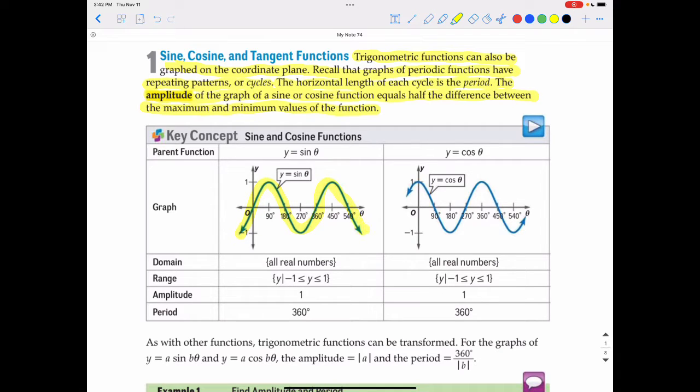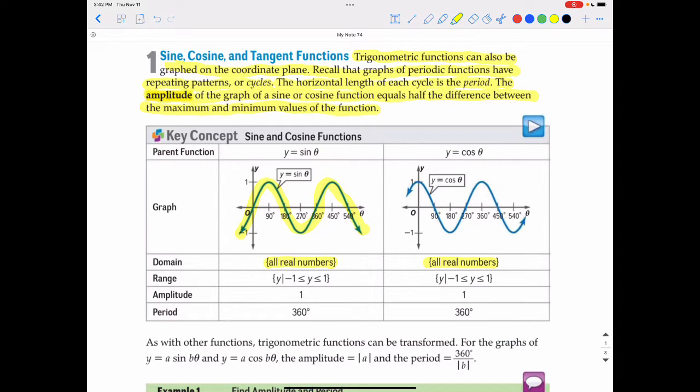Cosine graph looks very similar to that. Later on we will talk about why a cosine graph looks the way it does. The domain of both of these graphs is all real numbers because you can always have any degree measure and figure out the sine or the cosine.